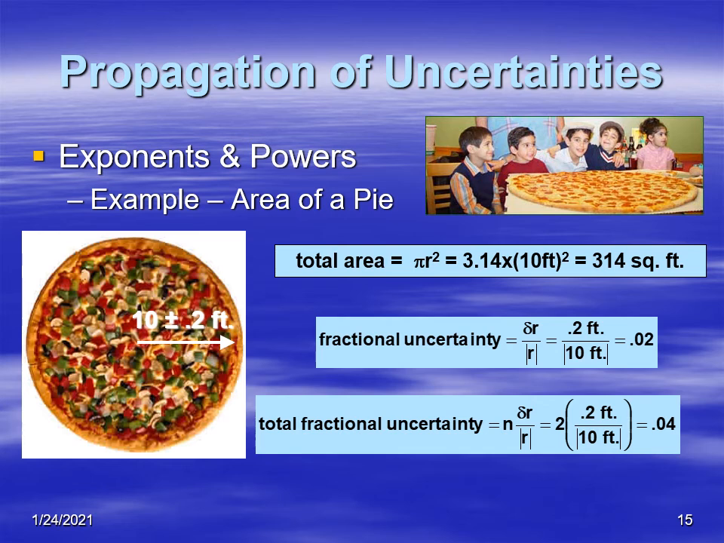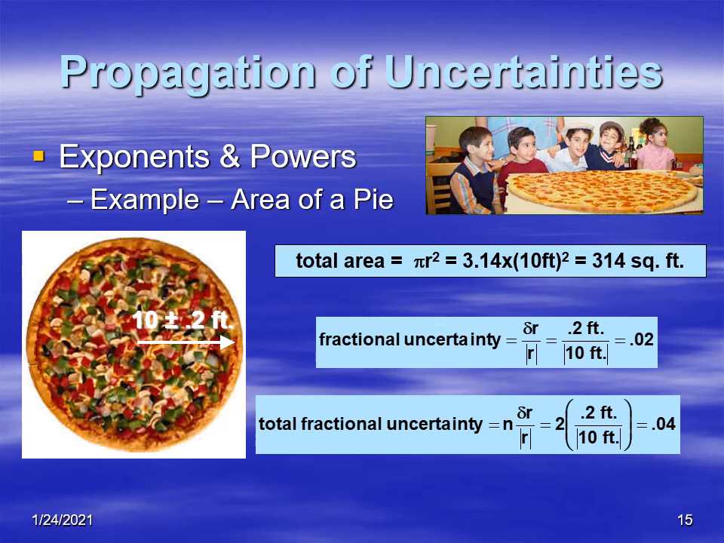The total area of your pie is pi r squared. You know that pi is 3.14. Multiply that by 10 feet, and that 10 feet is raised to the second power. It's r squared. So that gives you a total of 314 square feet for that pie. That's a lot of pie.